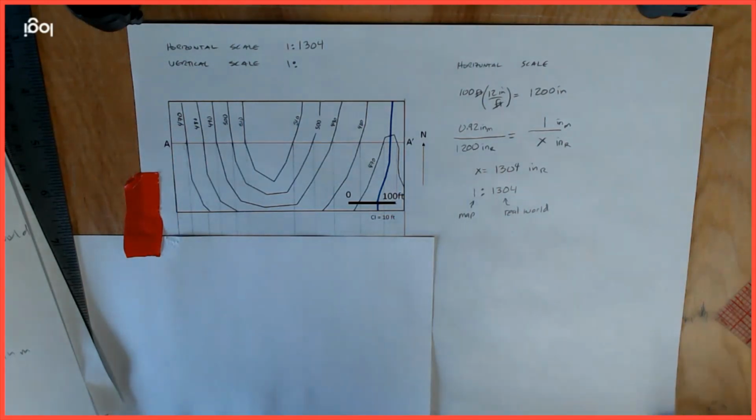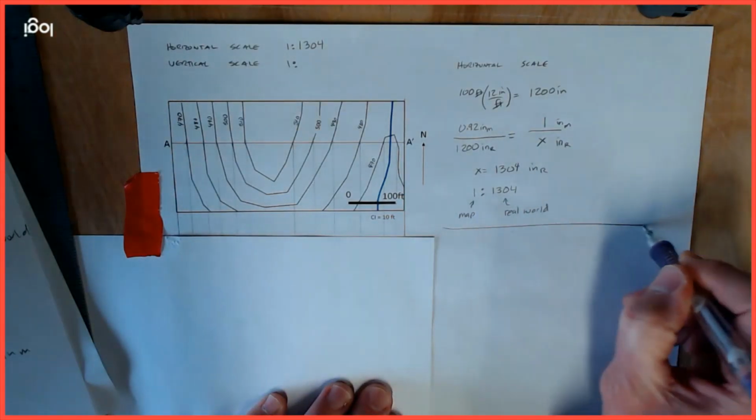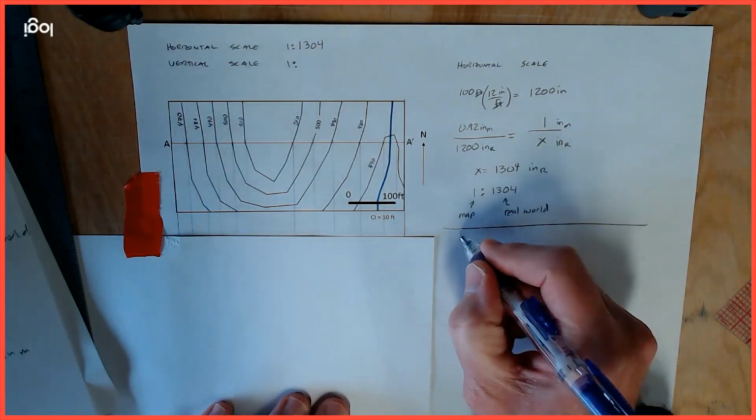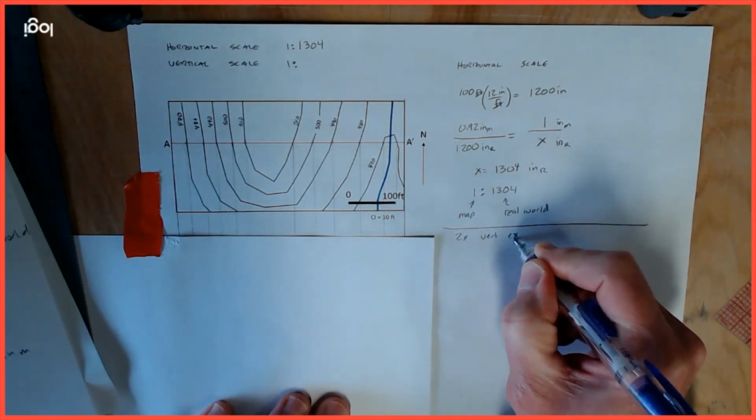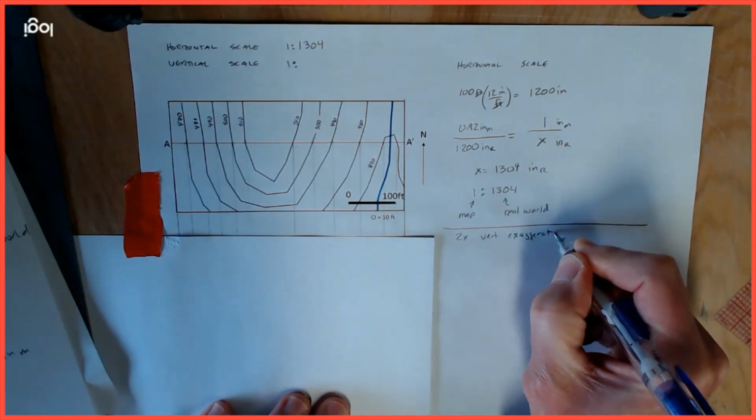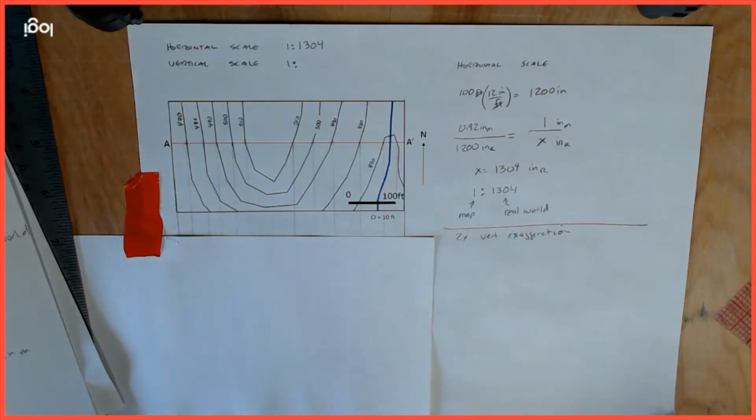But we need to figure out the numeric scale because we need to figure out how we're going to scale our vertical scale on our cross-section. So for this example now, we're going to do a 2 times vertical exaggeration. Why do we do that? When we vertically exaggerate the cross-section, it brings out the topography. We can see it better.